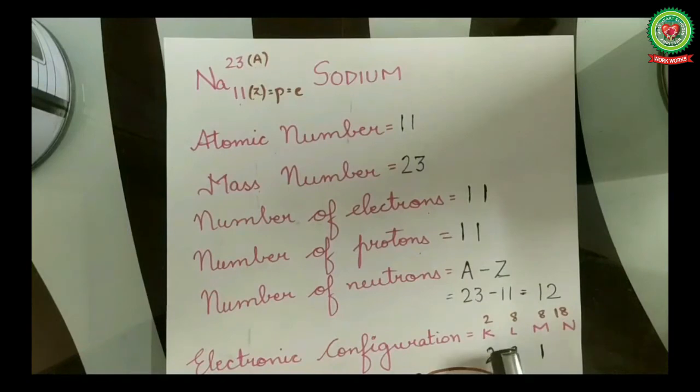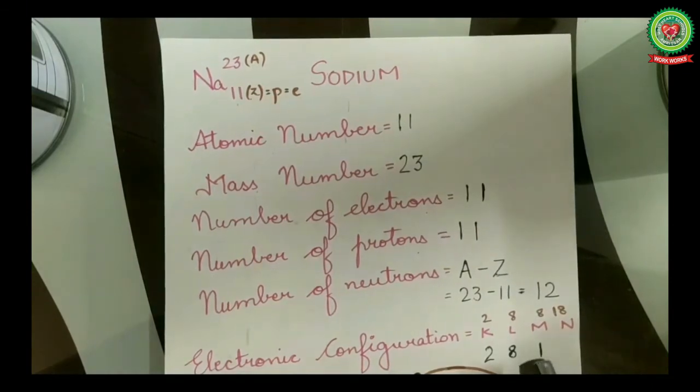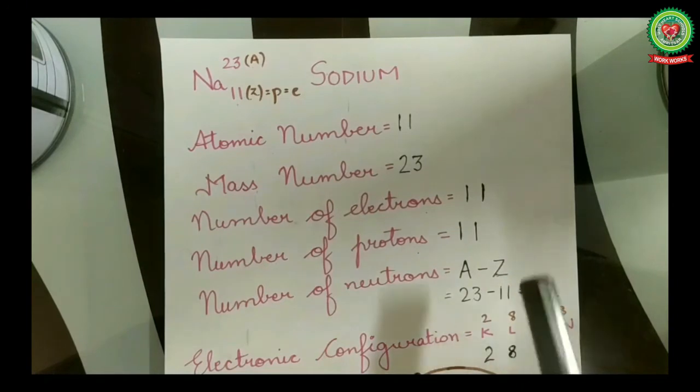In K shell, electrons will be 2. 11 minus 2, 9 are left. 8 will be put in L shell, because in L shell the maximum number of electrons which can be put is 8, and the one which is left will be put in M shell.